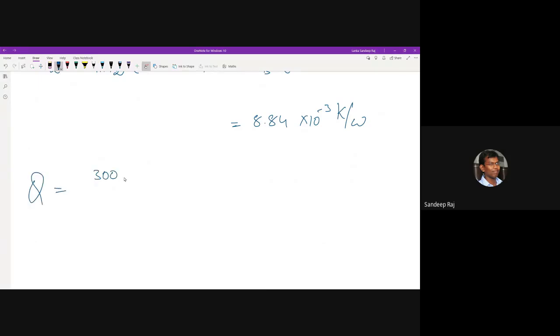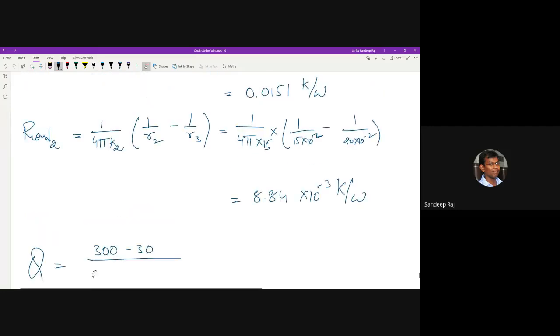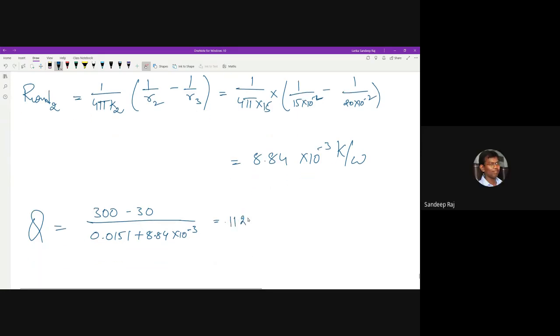Q is 300 minus 30 divided by the sum of these resistances. It is 0.0151 plus 8.84 into 10 to the power of minus 3. Tell me what is this Q value? 11273.48 watts. That is equal to 11.273 kilowatt. Okay, that's the Q value you were asked to find.